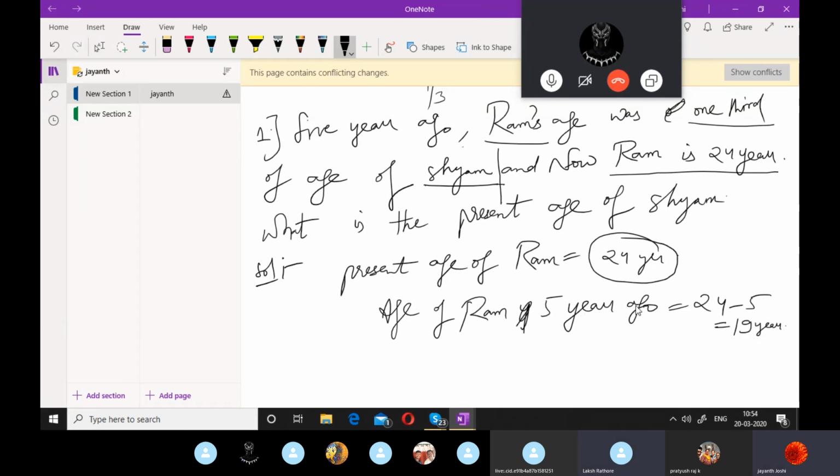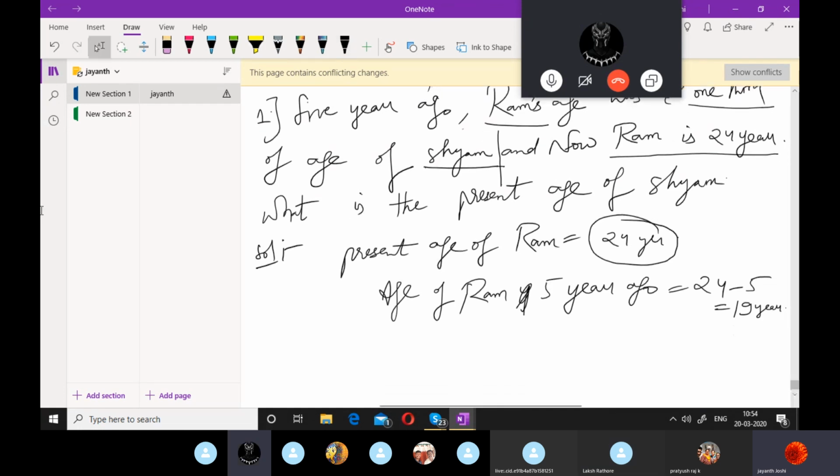So the age of Ram 5 years ago is 19 years. Fine. Now next step, what is he saying? 5 years ago Ram's age was 1/3 of the age of Sham. So did we get Ram's age 5 years ago? Yes, we got Ram's age from 5 years ago, which is 19 years. So now the condition.